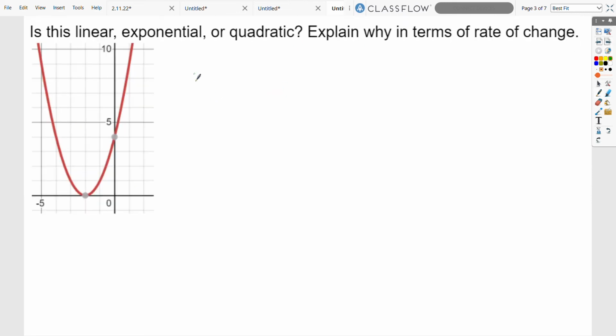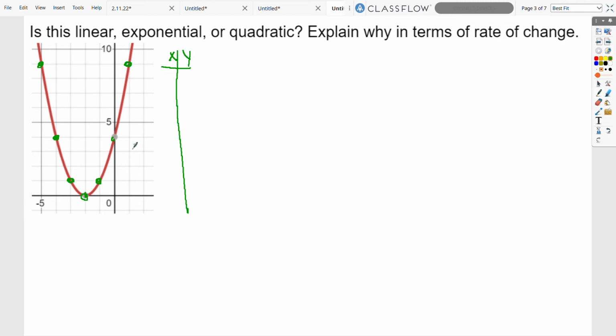We could also use that same rate of change with graphs. And so by process of elimination, if you know what linear looks like, you know what exponential looks like, you can assume this is going to be a quadratic one, but let's explain why in terms of rate of change. So what we're going to do is we're going to look at the points on the actual graph that we can use. So these ones cross the corners, and let's just make a table of values.